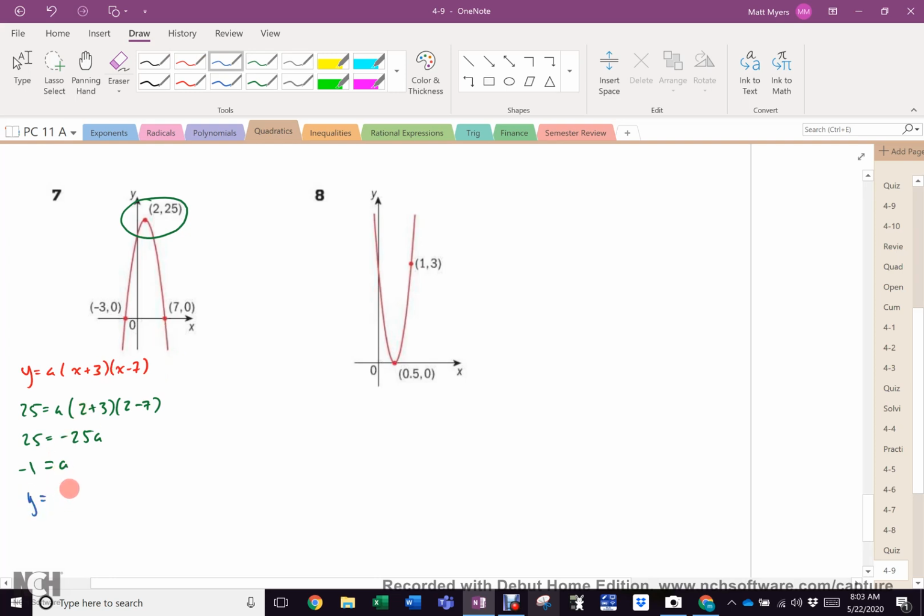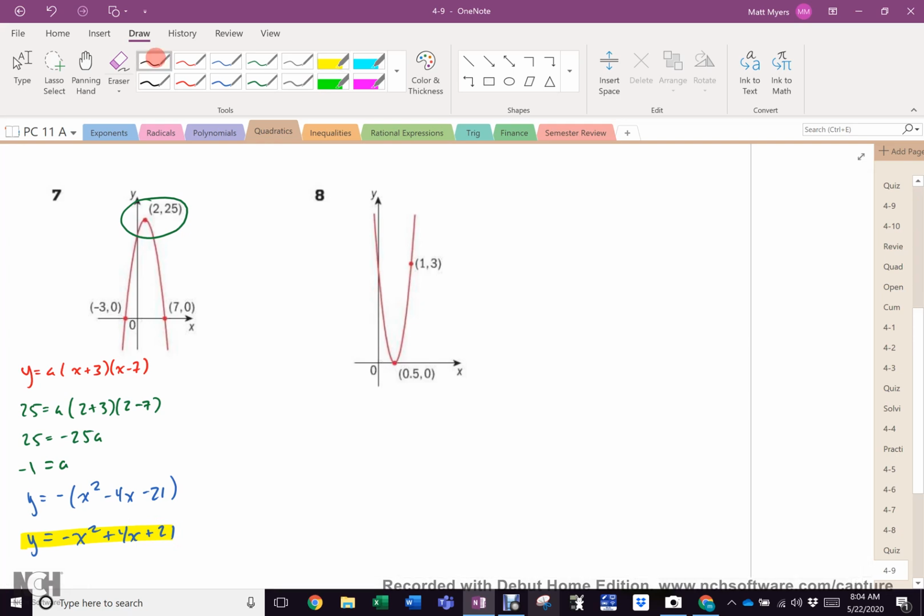Y equals negative x squared minus 4x minus 21, which is y equals negative x squared plus 4x plus 21.